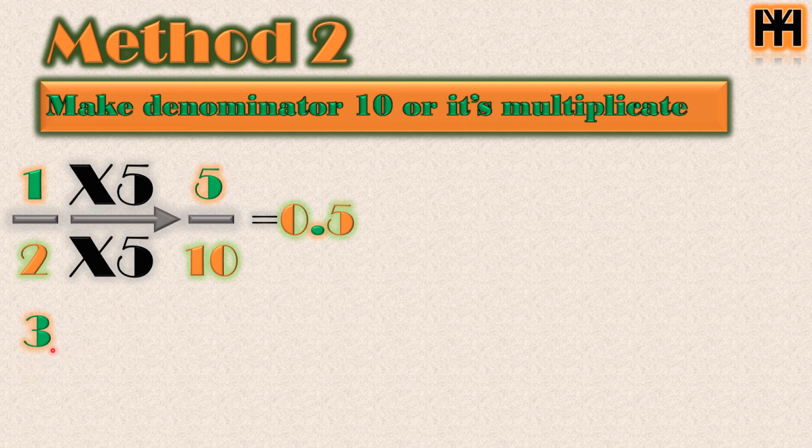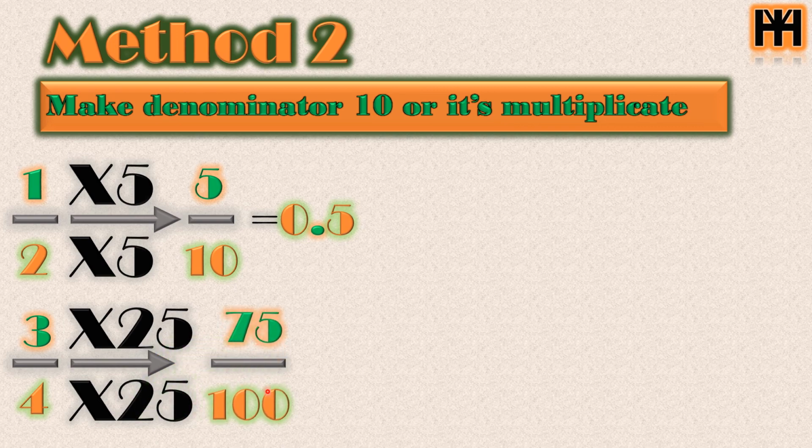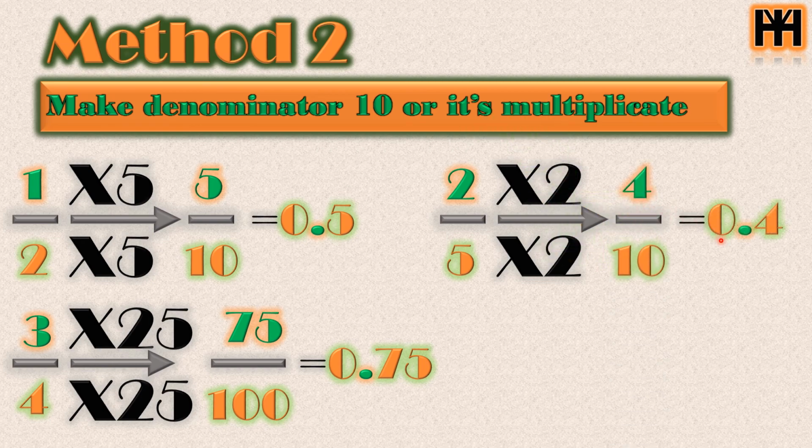Okay, let's go to the next one. We have 3 divided by 4. We multiply them both by 25 to turn this 4 into 100, so it will be 75 over 100, or 75 divided by 100, so it's 0.75. Okay, 2 divided by 5. We have to multiply them by 2 to turn this 5 into 10, so it's 4 over 10. It's 0.4. You see, this method is easier than the last one, but it will work only in some cases and some numbers, not all the numbers.